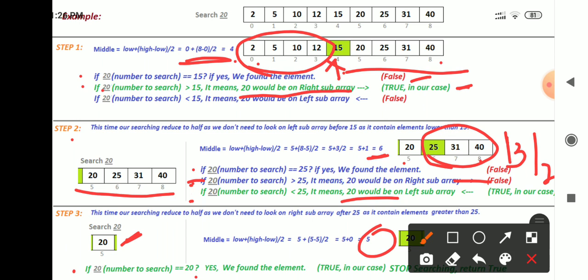So that is for today. In the next lecture we will see some different algorithms which come under this divide and conquer rule.